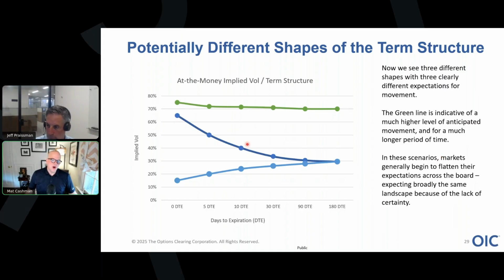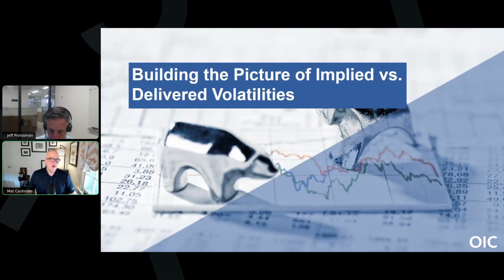In these scenarios, markets tend to flatten their distributions. When people don't understand what's happening and are scared and things don't make a lot of sense, the first thing that they do is they raise option values and raise extrinsic values. And so that's what you're going to see in situations like that.